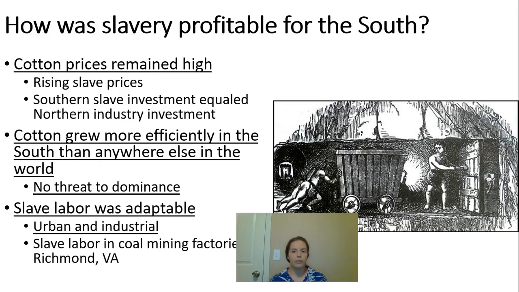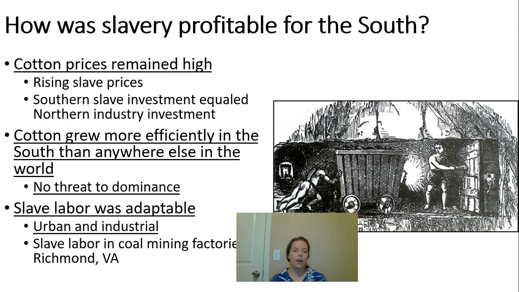So looking into how slavery is profitable for the South, we know that cotton prices are going to remain high after the invention of the cotton gin. And so when you have cotton prices remaining high, you're also going to have slave prices remaining high as well. And so we'll see that the South is going to continue to invest in slavery and in this plantation agriculture just as much as the North is going to invest in industrialization. So again, each one has their own thing that's going to be their priority. For the North, it's industrializing, and for the South, it is cotton production.